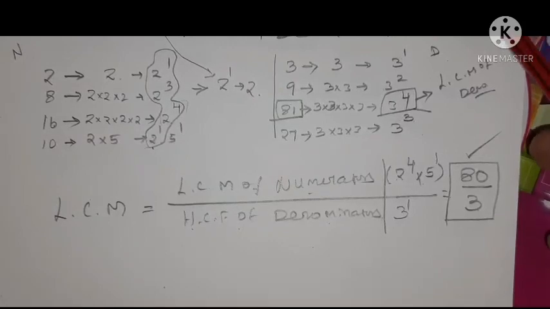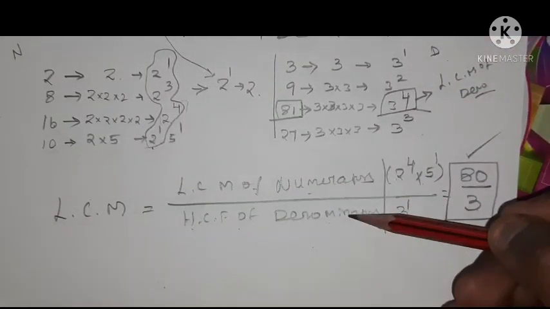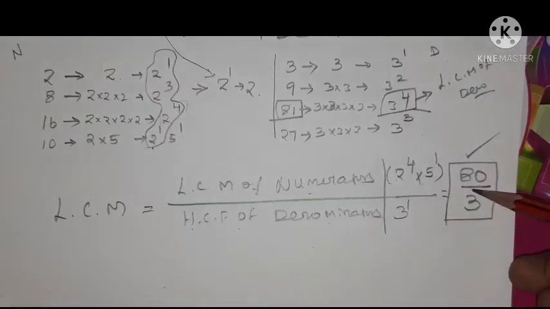We know very well how we take the LCM and how we can calculate the HCF, through which we calculated these values and we found the LCM of the fractions as 80 by 3.